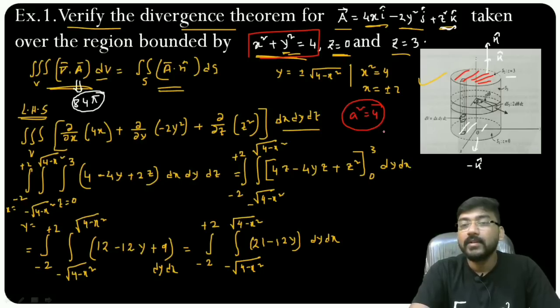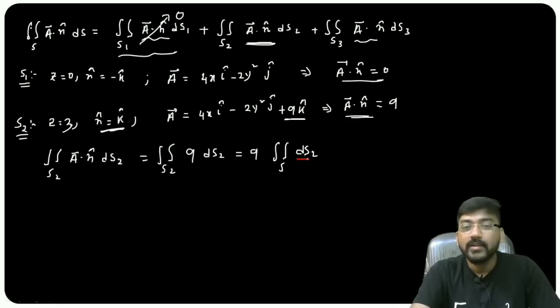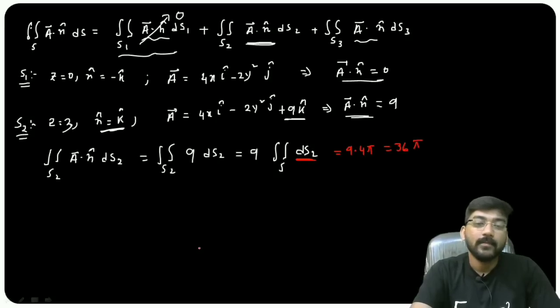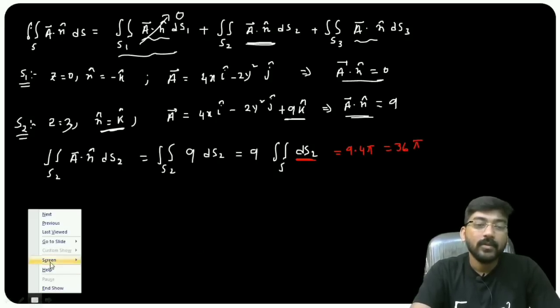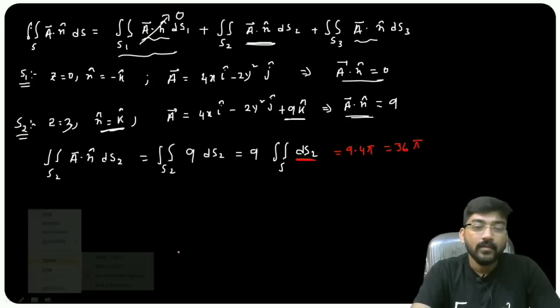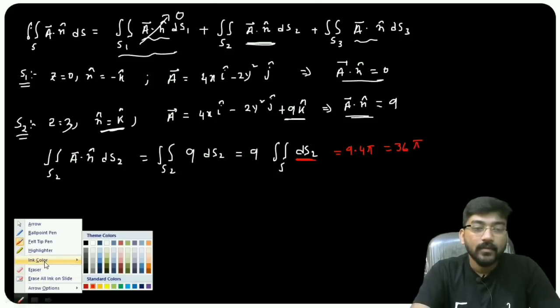So integration of ds2 is nothing but the area of this surface, and the area of this surface is pi r square, that means 4 pi. Okay, so we can easily write down here that ds2 is nothing but 4 pi, so it will be 9 into 4 pi, so it will be 36 pi. Okay, so now we have to do the third integration, that is the third surface.